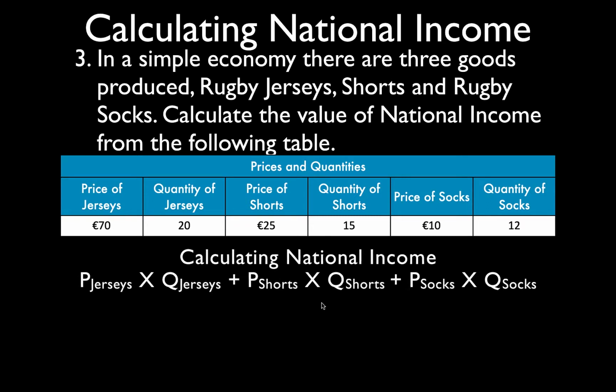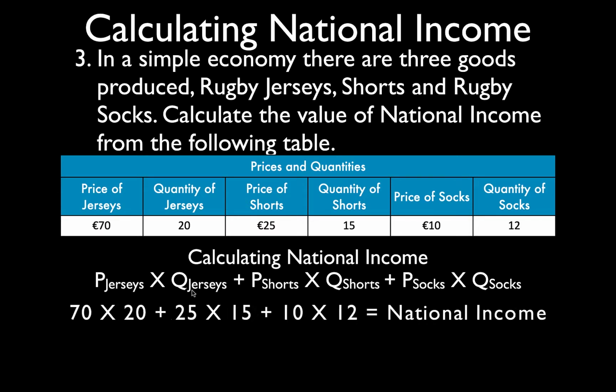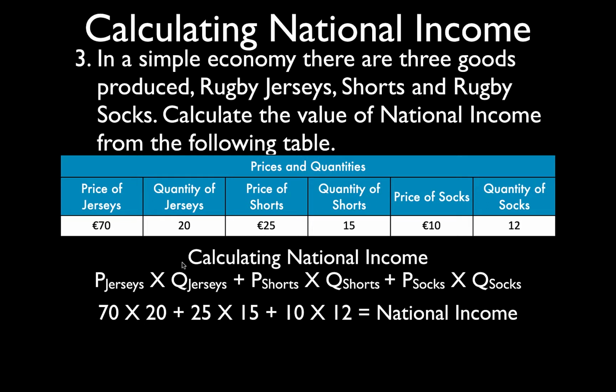Okay, now the first thing I want you to understand is that it's the price of jerseys times the quantity of jerseys. I will put the numbers up. That here, 70 by 20, is the total value of rugby jerseys that was produced. That's the total value of the output of rugby jerseys.